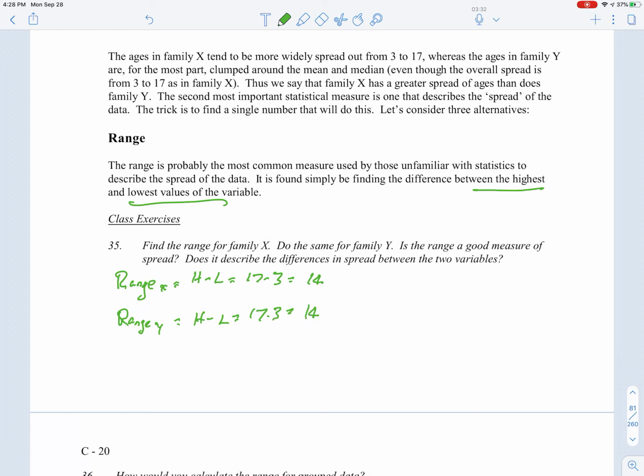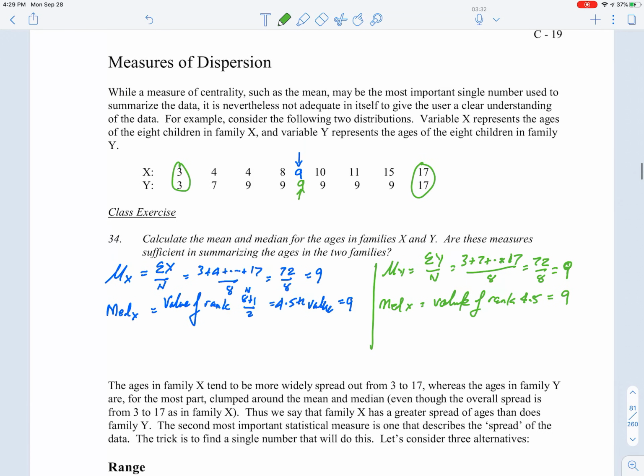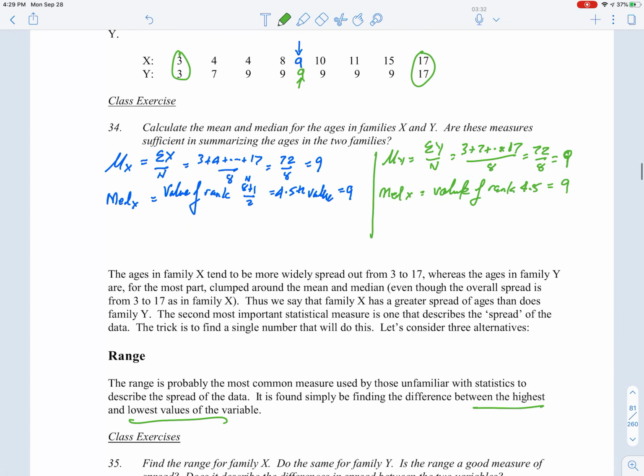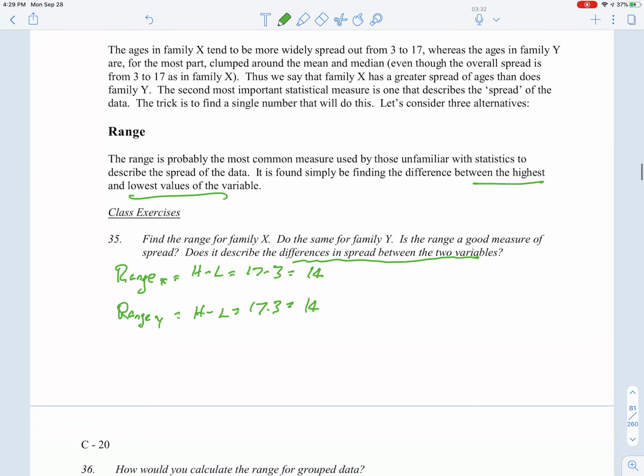And so what we have here is that the means are the same, the medians are the same, the range is the same. Does this really describe the differences between the spread of the two variables, though? When you take a look at these, and if I was to ask you which family looks more spread out, you would probably say family X is. So they both have the same range. They go from 3 to 17. But family X looks like it's more spread out than family Y. Of course, family Y has the quintuplets in there. But that's what most people would say, and actually you would be correct when we take a look at the interquartile range, at the standard deviation in a bit here.